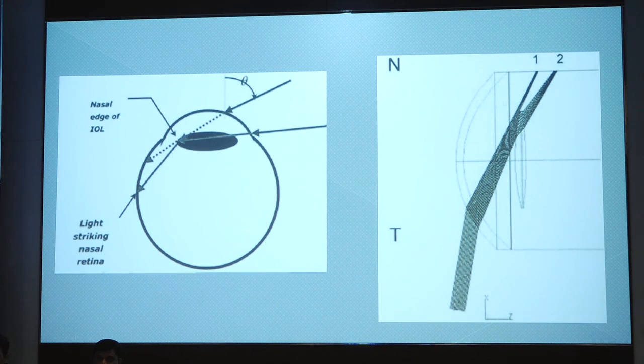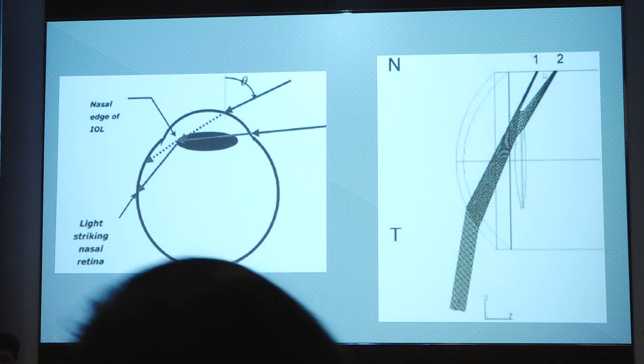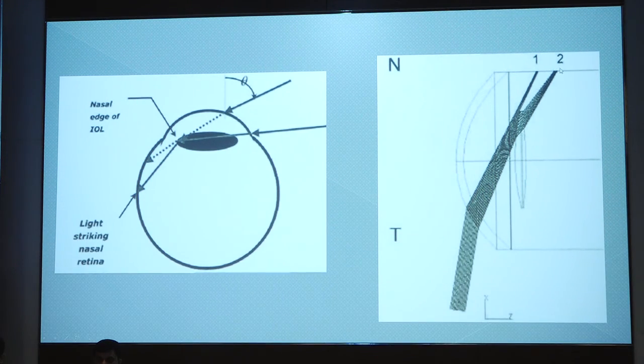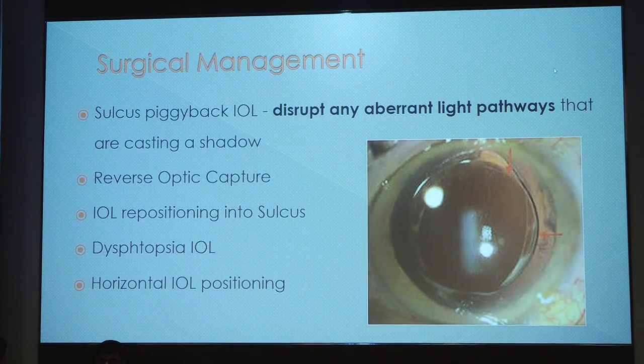The negative dysphotopsia is because in this area, there is no light reaching, because the light in front does not have an IOL for refraction. Here, you have some refraction. That is why in higher plus powered lenses, because this gap would be higher, it is more common. Surgical management for this is to disrupt this aberrant light pathway, either by putting a sulcus piggyback IOL or reverse optic capture, wherein the optic of the lens is brought in front of the anterior capsule, or repositioning the whole IOL into the sulcus.